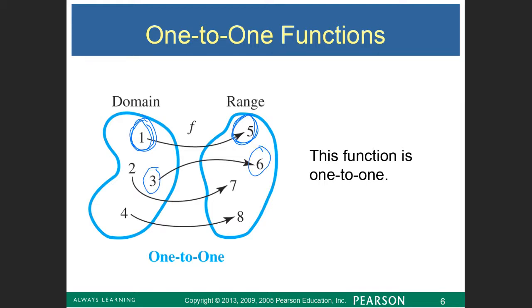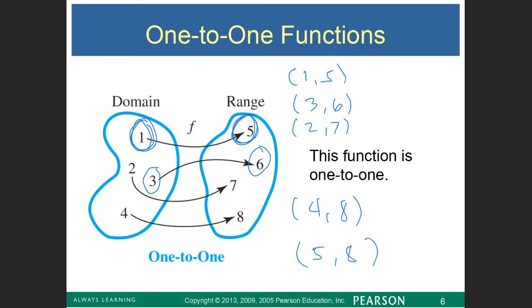So if you list this down as a function of ordered pairs, you have 1 comma 5. That's the first ordered pair. Then you have the second one, which is 3 comma 6. Then you have 2 comma 7. You have also 4 comma 8. So if you investigate those ordered pairs, for each y value, you have exactly one unique value for x.